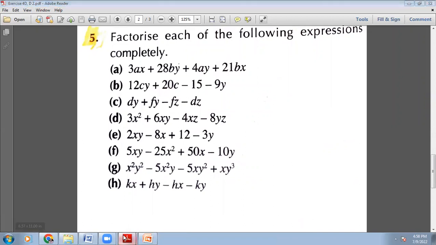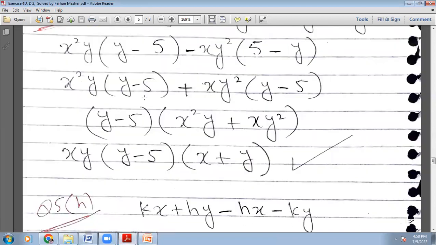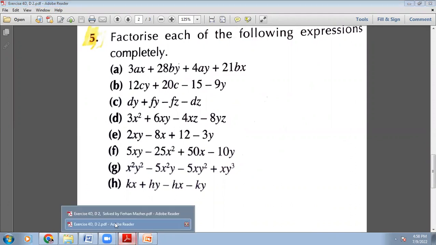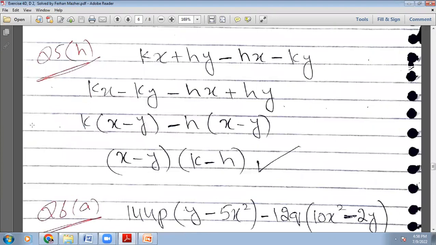Question number 5, H part. It says kx plus hy minus hx minus ky. So we will do a little rearrangement here, rearrange these things, and then it becomes easier. So: kx minus ky minus hx plus hy. From these two terms, k is common, so you are left with x minus y.